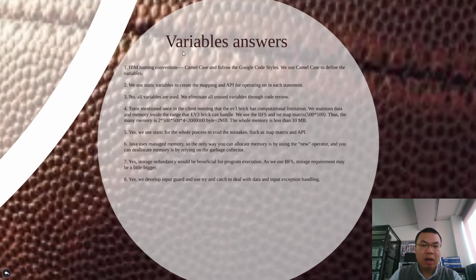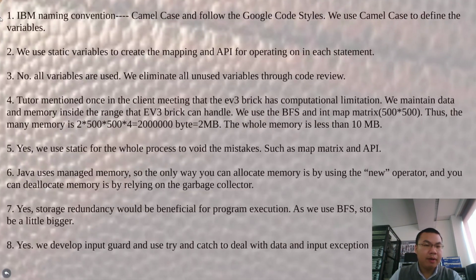For the answers, we use the IBM naming convention and we use static variables to create the maps. For questions 3, 4, 5, 6, and 7, I think we use the Java garbage collector and all the memory and data are under control. And we developed the input guide so we can deal with the data and the input.